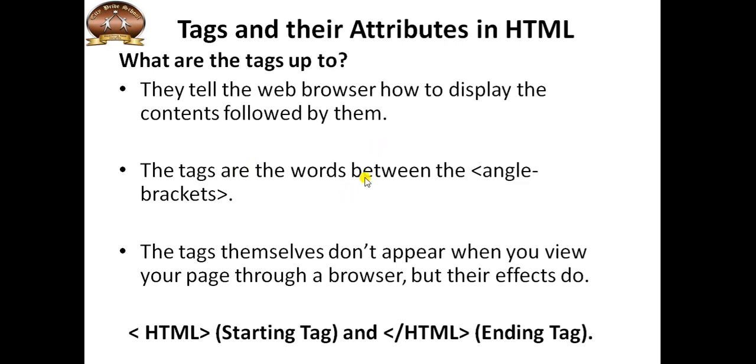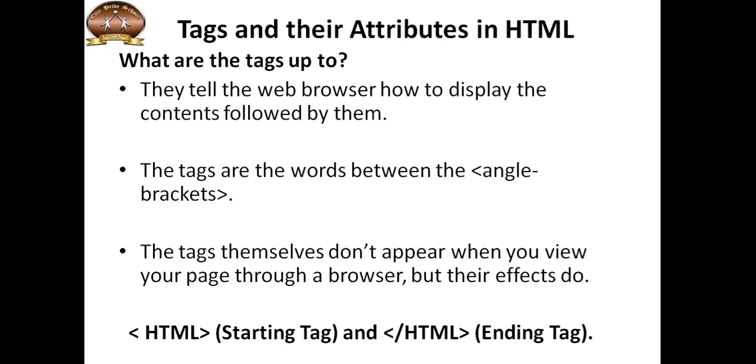Tags are the words between angle brackets. There is a starting tag and an ending tag. You can see the starting tag has an angular bracket. The ending tag has an angular bracket along with a slash. The name of the tag will be the same. Whenever we write the code with tags, the tags are not visible on the browser. They only tell the content how to display on the web browser.